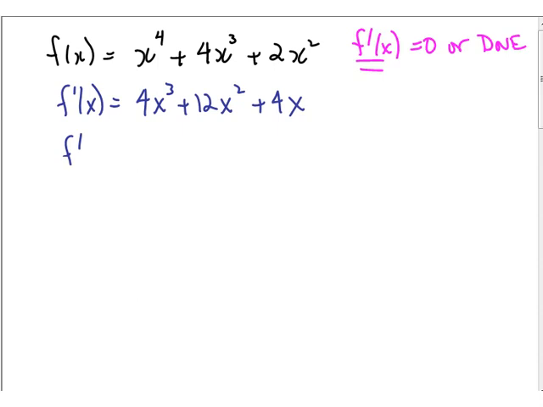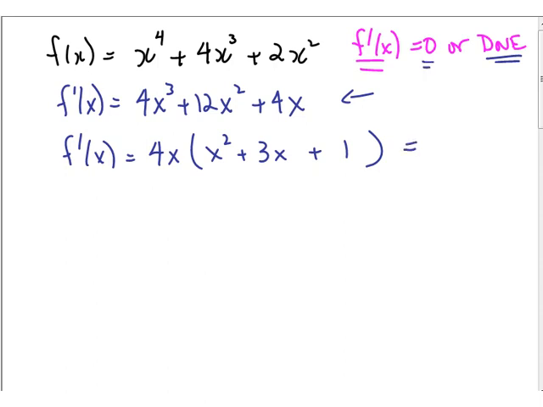And now, before I can analyze anything, I'm going to factor. So I'm going to take out a 4 and an x, and that leaves me with an x squared plus a 3x plus a 1. And what that allows me to do is to figure out where the derivative does not exist. Well, this is a cubic actually, so it exists anywhere, but where is it equal to 0?